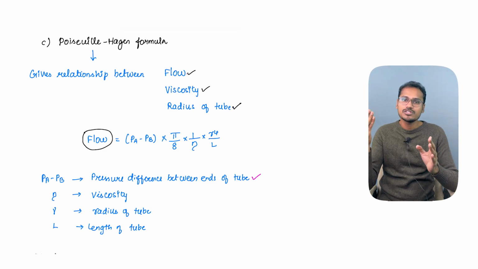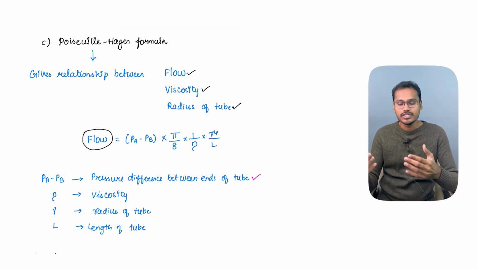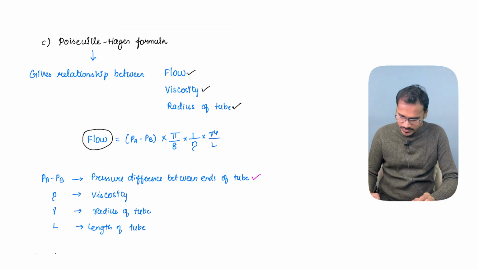In a similar way, suppose the pressure is 10 on one side and 9 on the other, the flow will be slower, because the pressure difference helps to increase the flow. So that is the pressure difference, eta is viscosity, r is the radius of the tube, and L is the length of the tube.